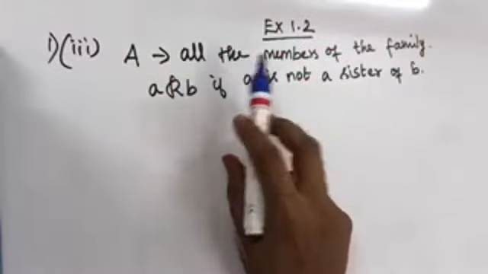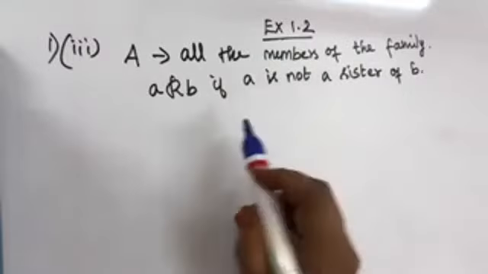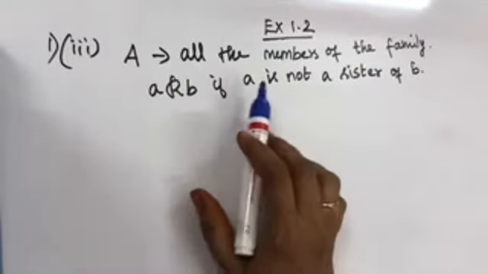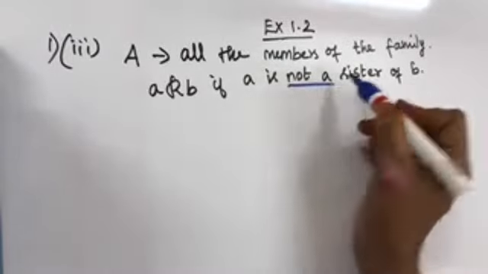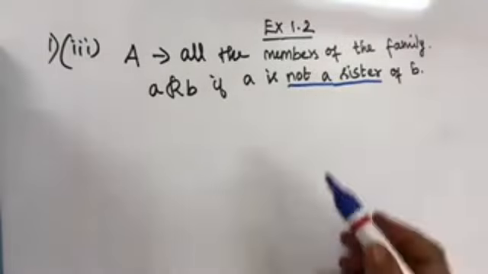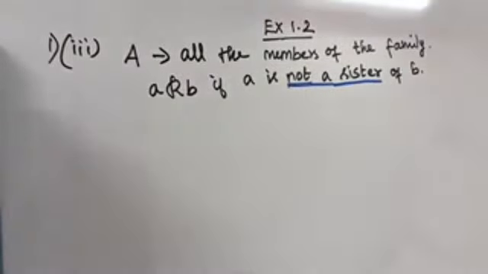A is the set of all members of the family. A is related to B if A is not a sister of B.